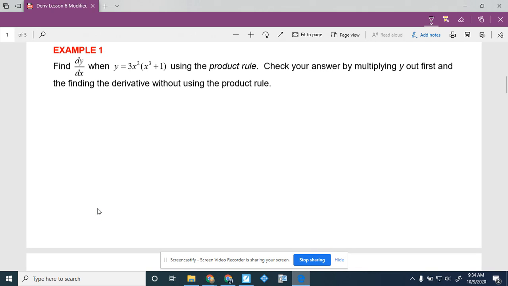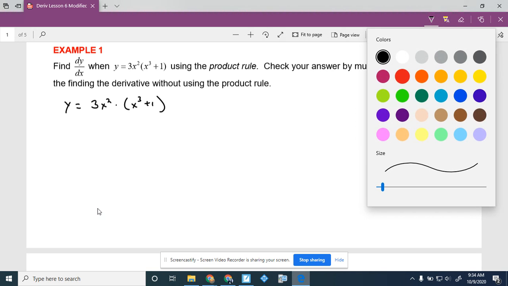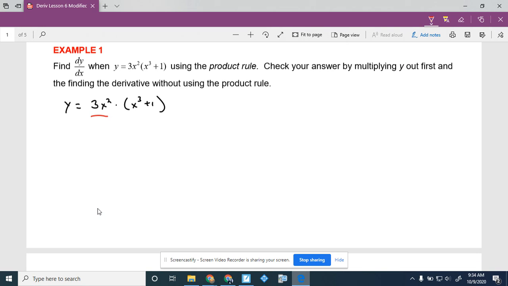It says find the derivative when y is equal to 3x squared times x cubed plus 1, using the product rule. So how do I do this? That's a product of two functions: this is a function and this is a function. In order to take the derivative of a product in calculus, I'm going to want to use the product rule. The product rule says, in our own words, first, that's the first function, times the derivative of the second.